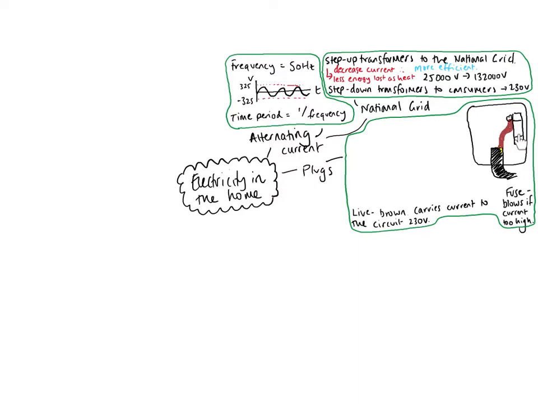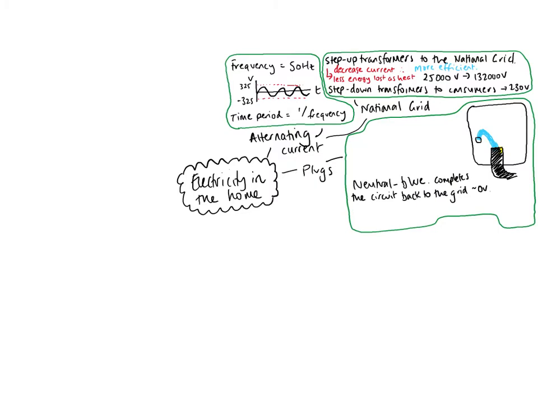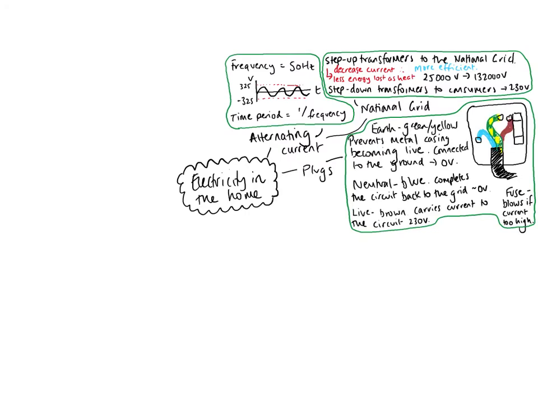As you can see, that's the one that's connected to the fuse, and that's a safety mechanism. So should the current get too big, the fuse will melt or blow if the current gets too high. The live wire then brings the current into the appliance, and we need to complete the circuit, and that's what the neutral one does. The blue wire completes the circuit back to the national grid, so that's also just like the earth wire at about 0 volts.